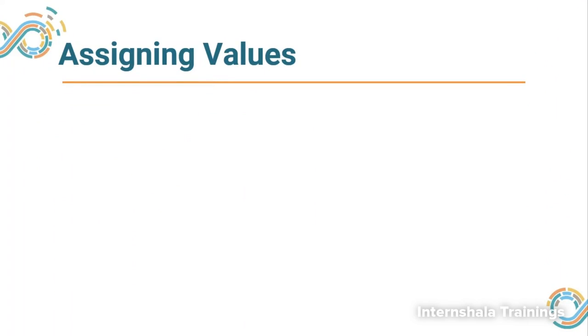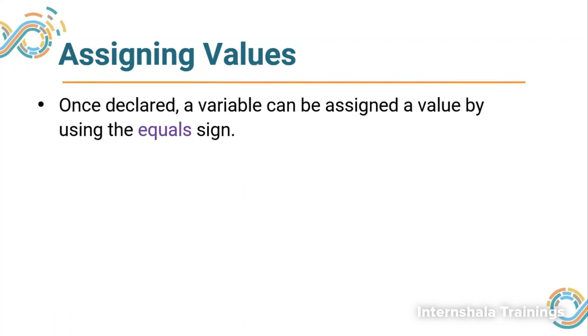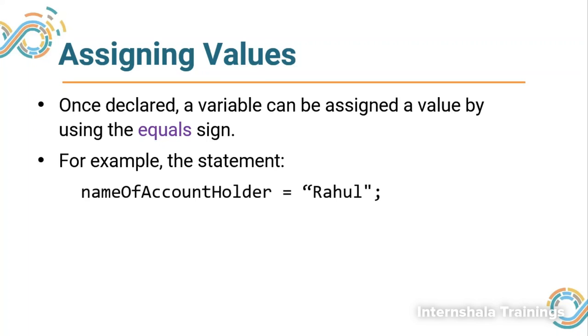How do we assign the values? That's very easy. You can assign using the equal sign. So we had already seen one example. Let us have one more. Here I am saying nameOfAccountHolder is equal to "Rahul". So here in double quotes I have given the name. So here variable never means that variable will be only integer or real number. It can be of any data type.